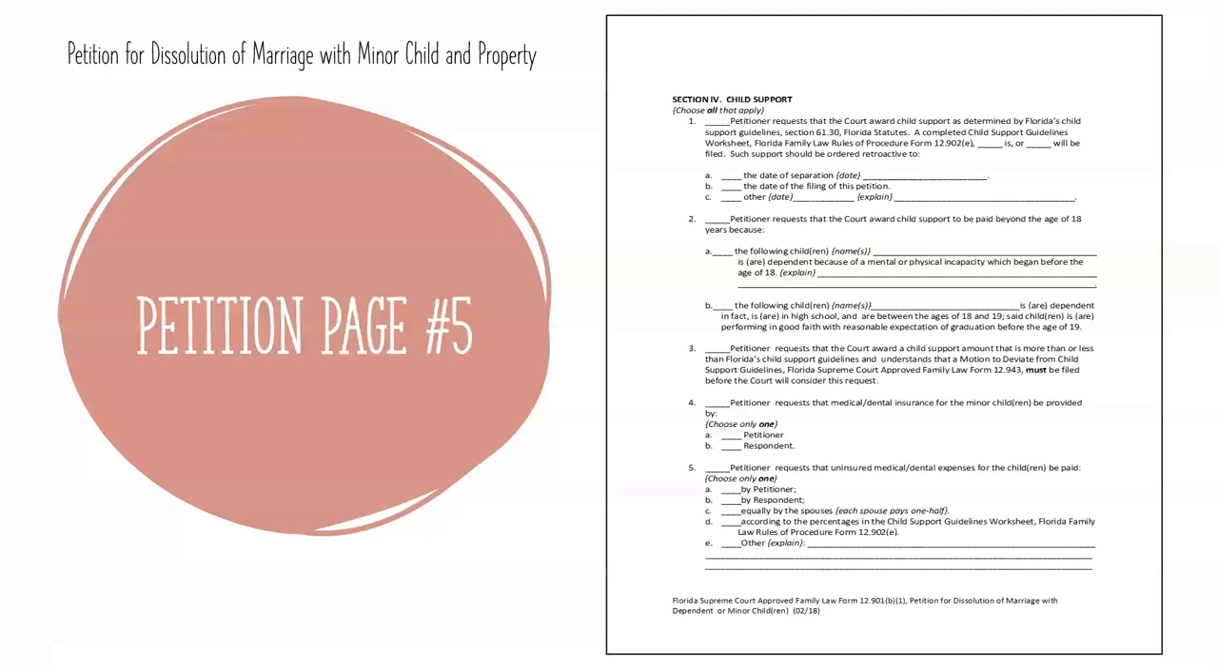Check the box that best fits your situation. On paragraph 6, if life insurance coverage is desired and the respondent should pay for it, check this box. Alternatively, this coverage can be paid by the higher earning party, even if they are not responsible for child support.